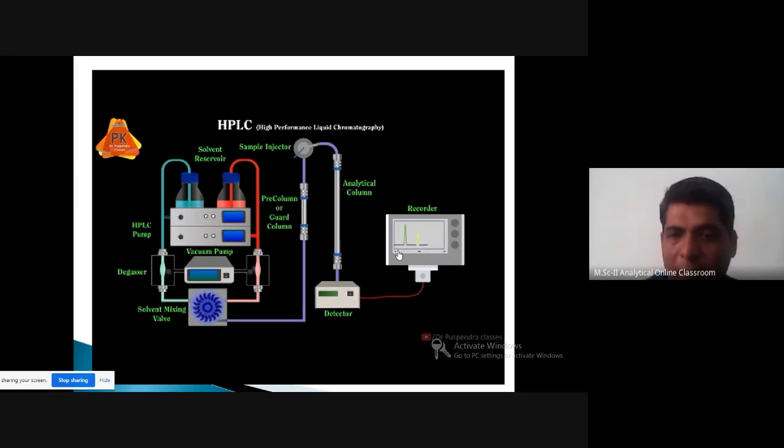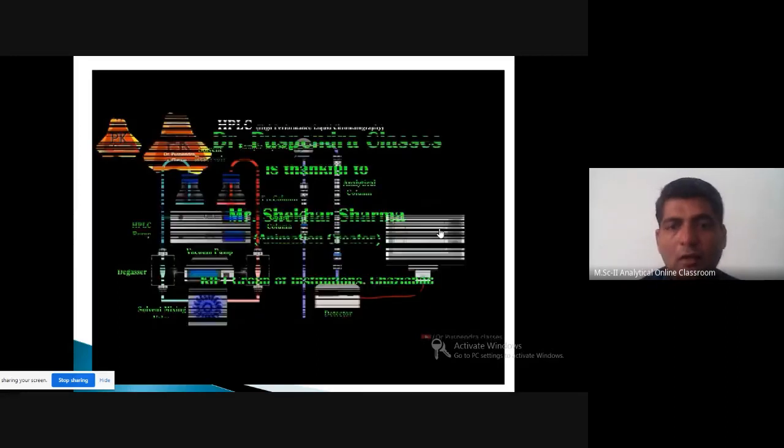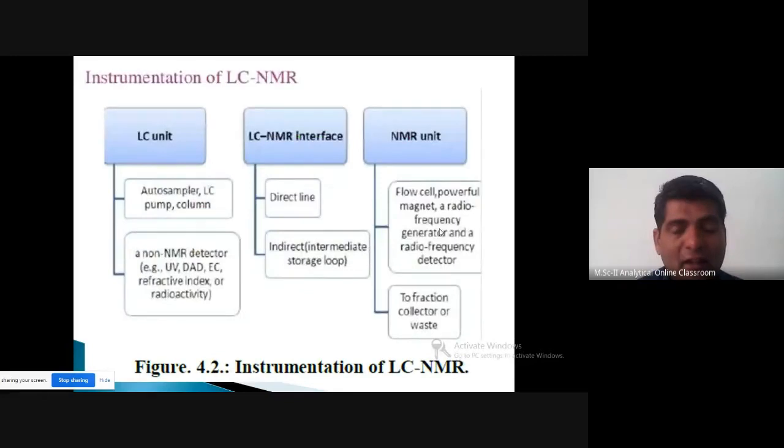So you will have a display where you can see that different peaks are coming. The number of peaks is equal to the number of components present in the mixture. So here three components are present in the starting mixture. So you can use this HPLC for the analysis of a sample. Okay, so always remember, if a question is there, write down the instrumentation and working of the HPLC, then you have to write down.